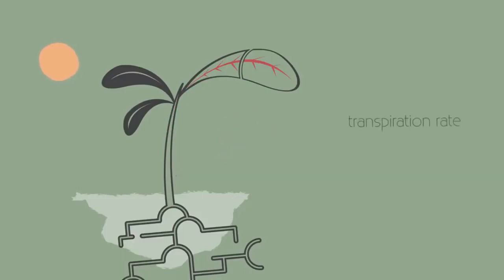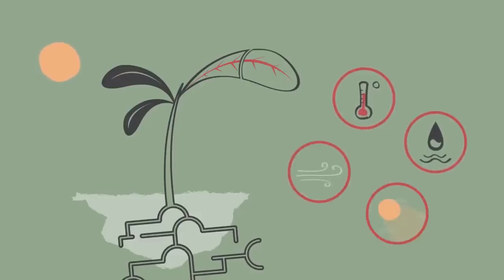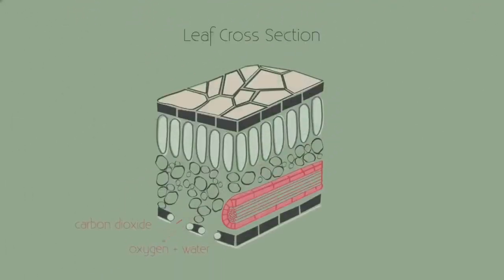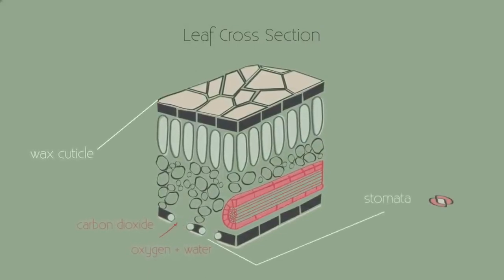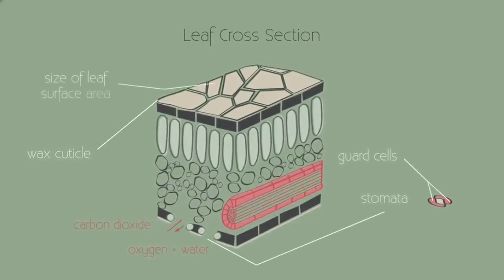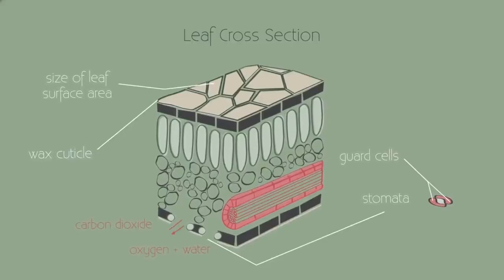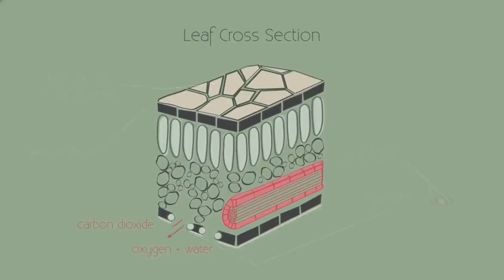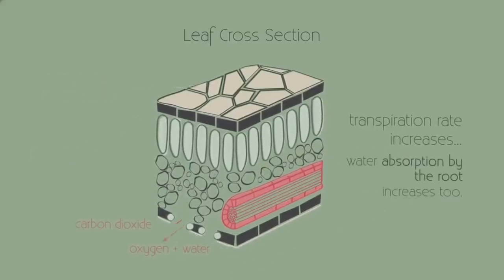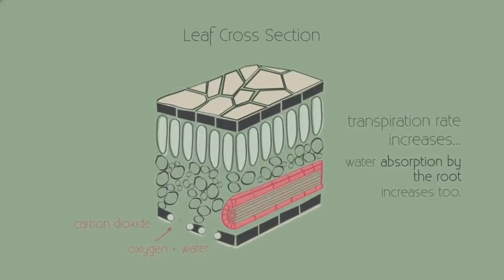The transpiration rate isn't constant. There are many different factors that affect it. The environmental factors are similar to those that make you sweaty: the temperature, the humidity, but also wind and light intensity. Then there are also physical factors, like does it have a waxy cuticle? How many stomata does it have? The nature of the guard cells, how large is the leaf surface area, and if the leaf is folded or flat. If the rate of transpiration increases, then the rate of water absorption by the roots needs to increase too.